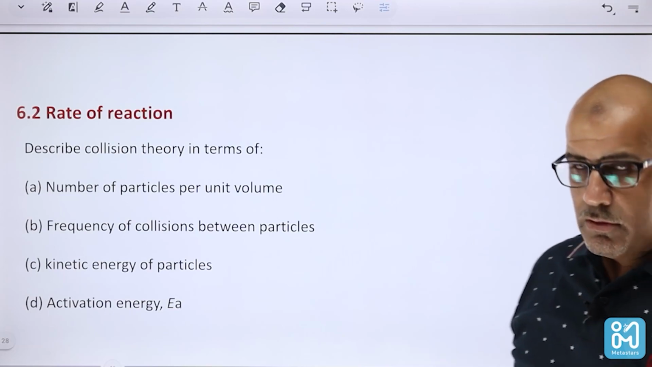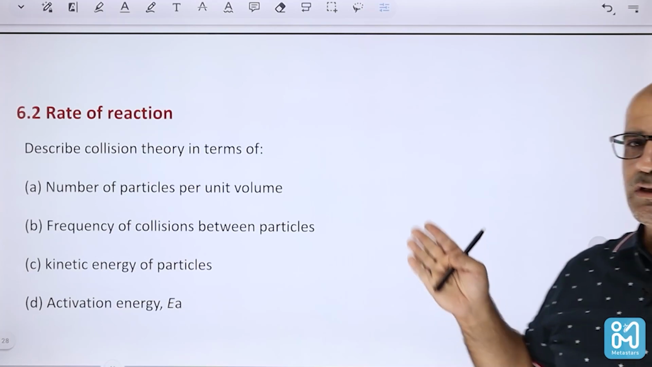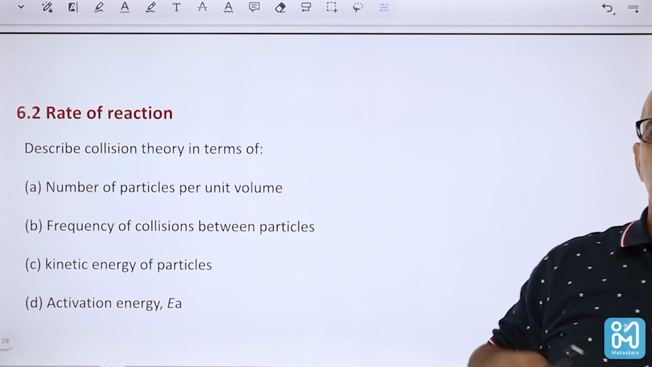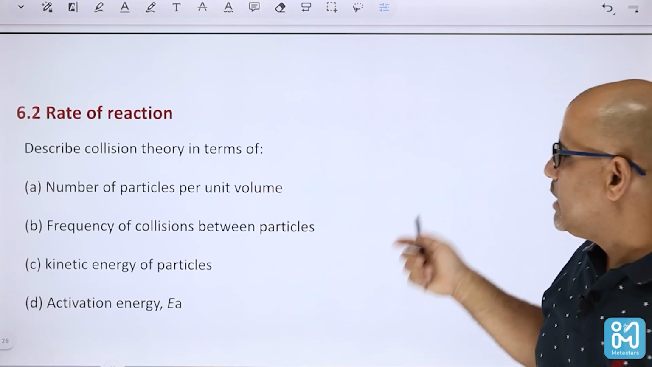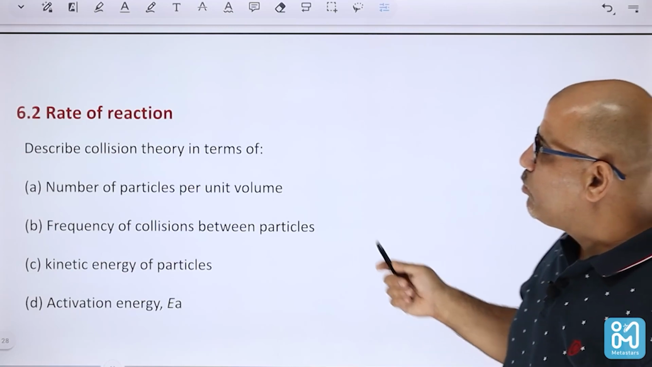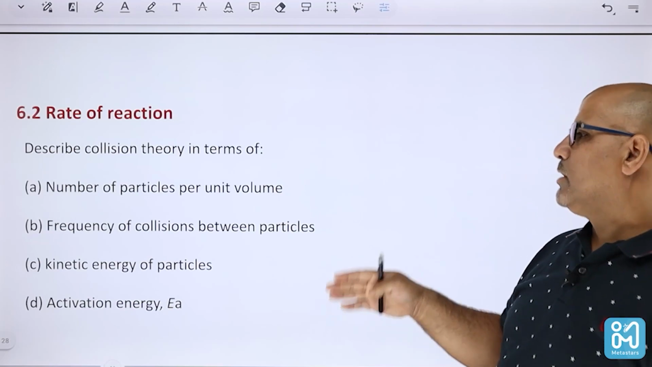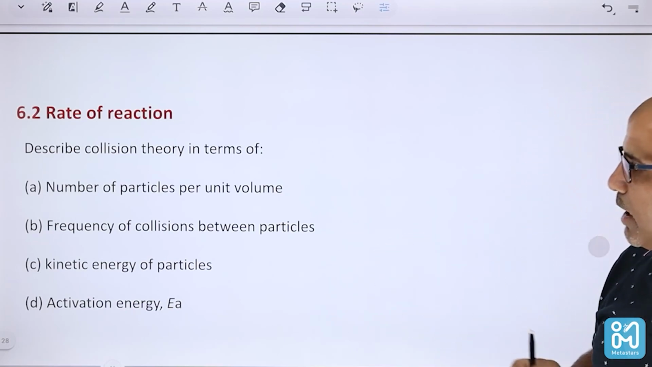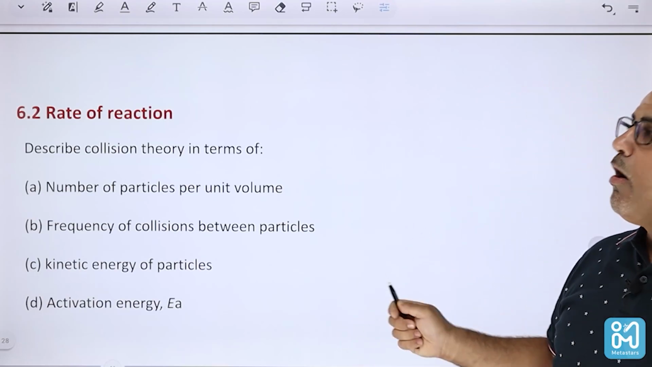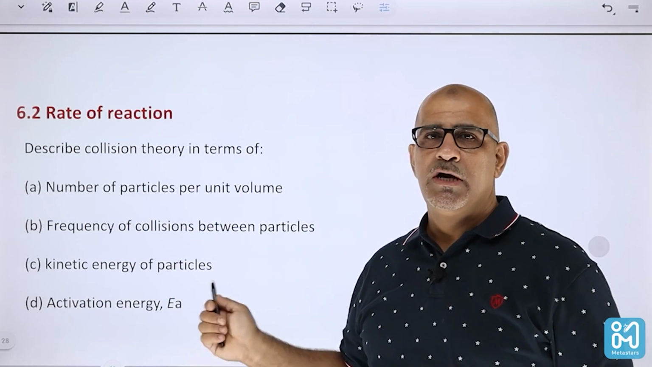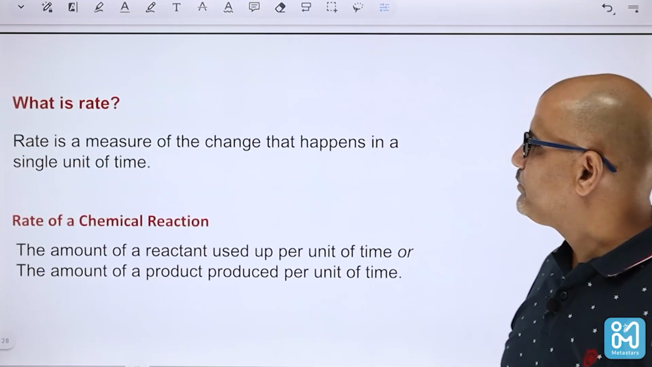The second part of our lecture is the rate of the chemical reaction. We shall define the rate at the beginning, and we shall use the collision theory. They ask a lot about the collision theory, where the number of particles per unit volume is required. You shall talk about the frequency of collisions between particles and the kinetic energy of the particles, and how the activation energy is very important to explain the rate of the chemical reaction.